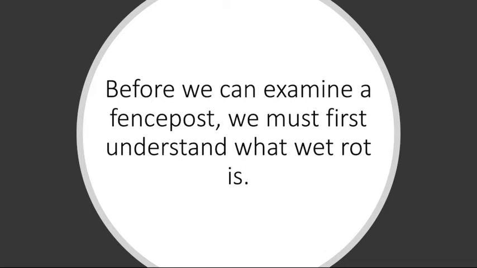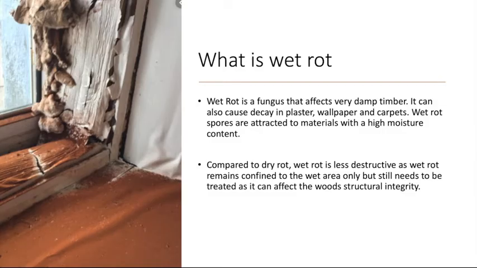Before we can examine a fence post in real life, we must first understand what wet rot is. So, wet rot is effectively a fungus that affects very damp timber. It can cause decay in plaster, wallpaper, and carpets. Wet rot spores are attracted to materials with a high moisture content. Compared to dry rot, wet rot is a lot less destructive, although it can still have resulting effects, as we can see here in this windowsill diagram.